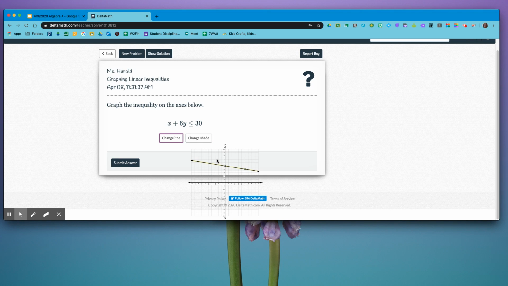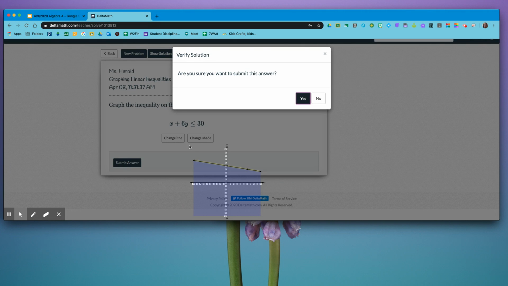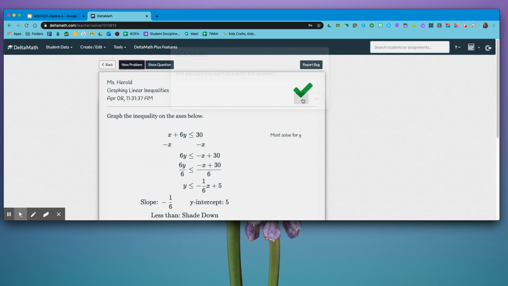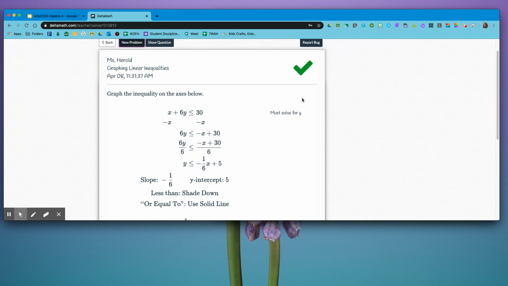Well, I don't see any shading happening yet on this problem. Since y's are less than or equal to the number, then I'm going to be shading below the line. Less is below the line. More or greater is above the line. So I want to change the shading so that everything is shaded below the line. So now that looks like what I want this to be. So go ahead and we'll submit that answer. And look at that, I got it right.